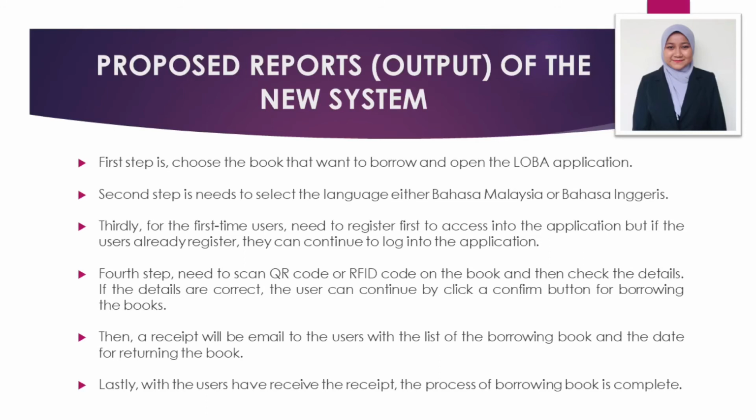Okay, next is the proposed report output for the Library Online Borrowing Access, LOBA, application. The output of the application is the flowchart for borrowing books through LOBA. The first step is the user needs to choose the book that they want to borrow. Then they can open the LOBA application on their mobile device or go to any computer in PTAR that is provided to access the LOBA application.